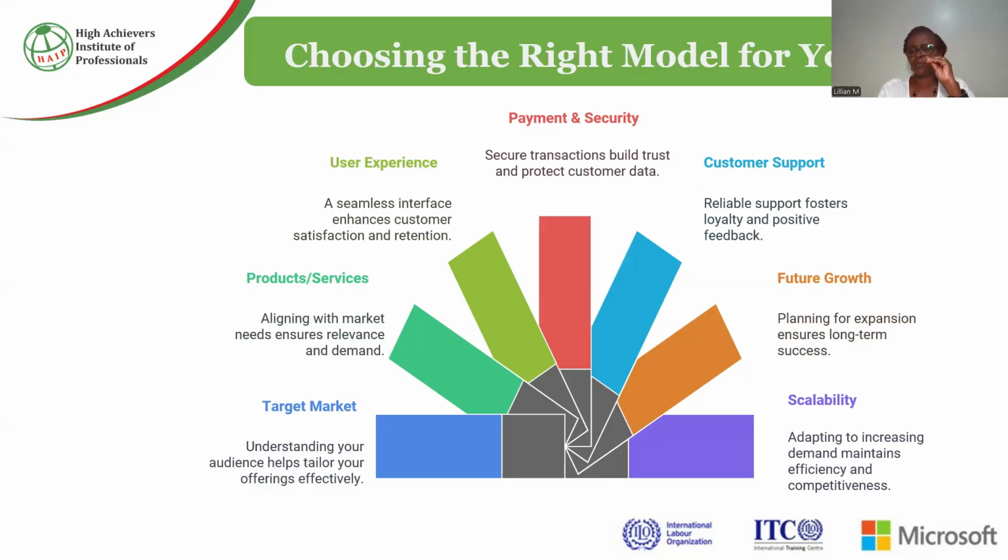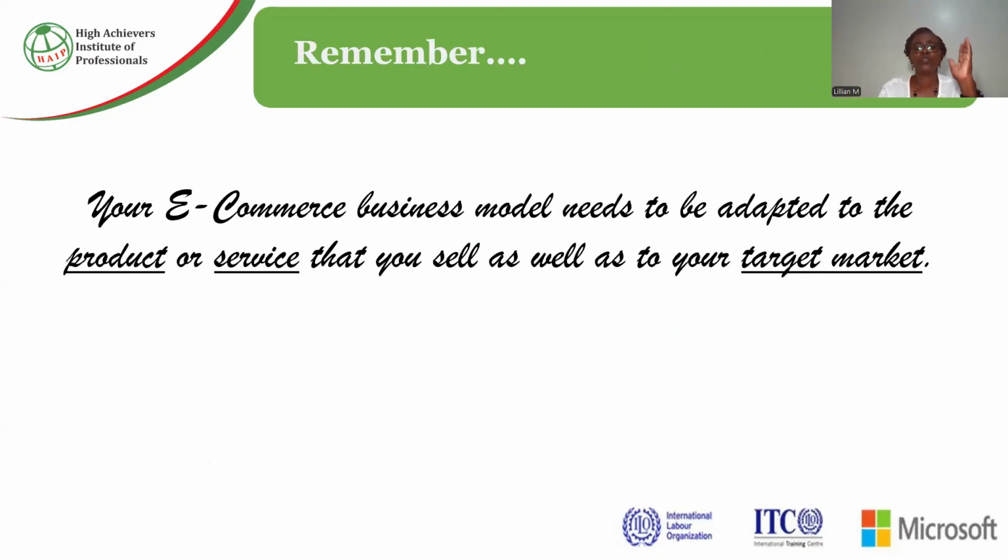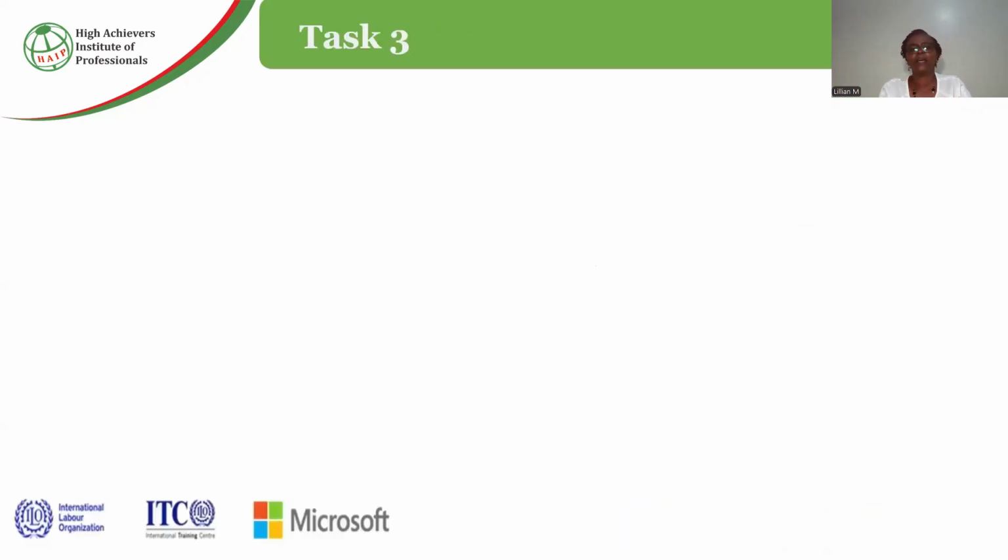So choose the right model for you based on your product, your target market, and your future. Where would you want to see your business growing? There's a prompt here that says your e-commerce business model needs to be adapted to your product or service as well as to your target market. Choose your product, ensure you understand it so that you know which is the best model for it. And then who is going to be your target market? Are you targeting people in urban areas, in rural areas, the young, the old, the corporate, the senior corporate employees, etc.? Any questions so far?